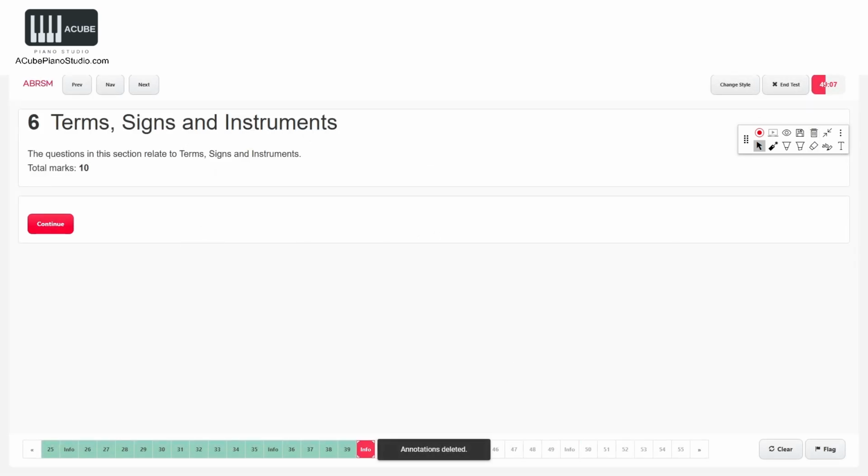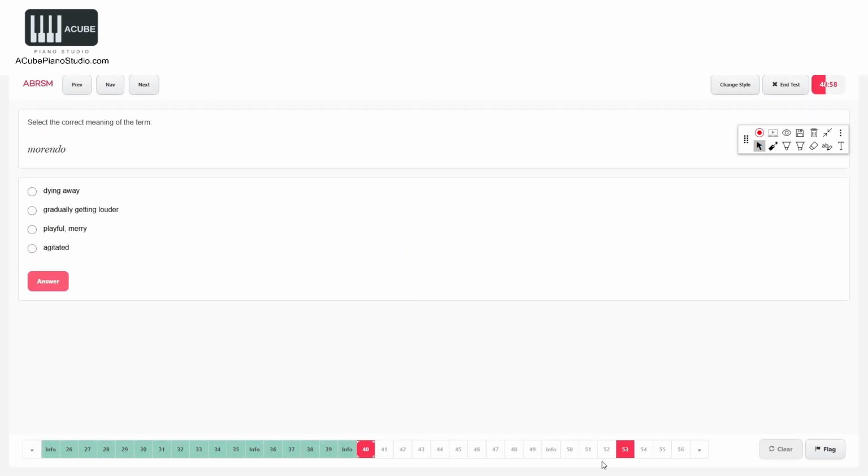Okay, so with that, we are going on to the next part, which is our terms, signs, and instruments. This one is mainly a lot of memory work. Okay, so let's do it. So first question, morendo. So what is morendo? Morendo simply means dying away. Okay, next, largamente, that means broadly. Okay, next, mesto. Mesto simply means sad.